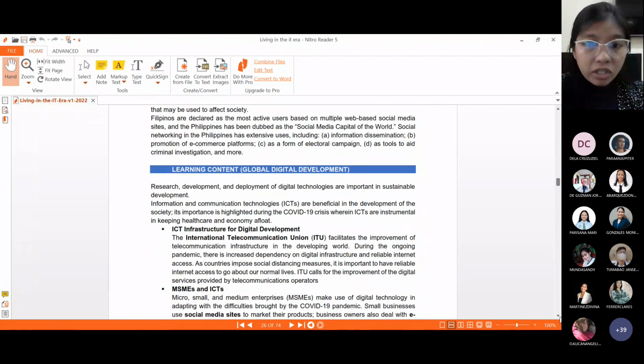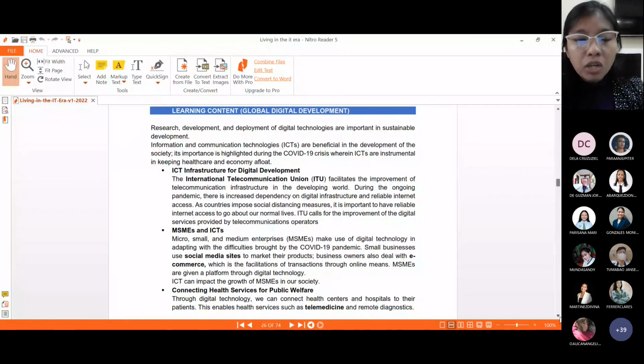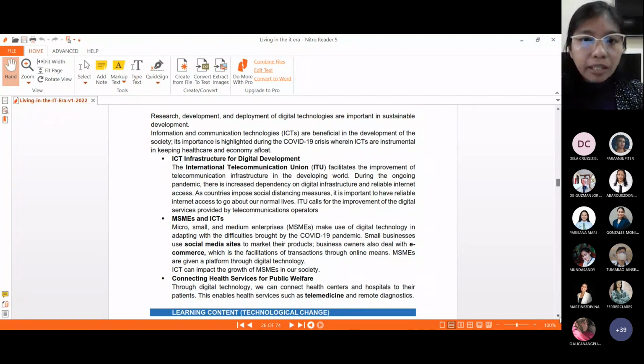Okay. Research development and deployment of digital technologies are important in sustainable development. Information and communication technologies are beneficial in the development of the society. Its importance is highlighted during the COVID-19 crisis wherein ICTs are instrumental in keeping healthcare and economy afloat. Totoo naman din na dahil sa ICT ay kahit papano we were able to cope up with the hindrances brought by pandemic.